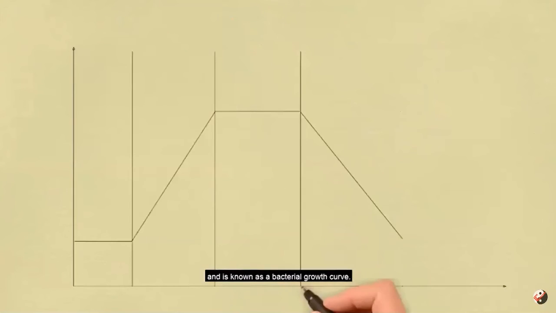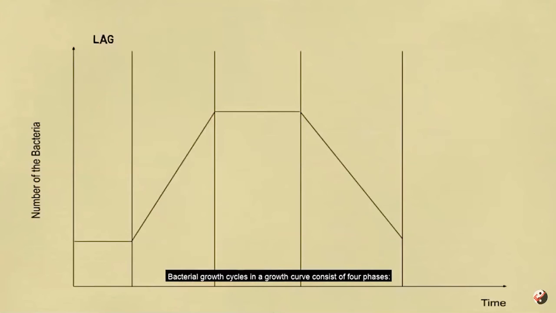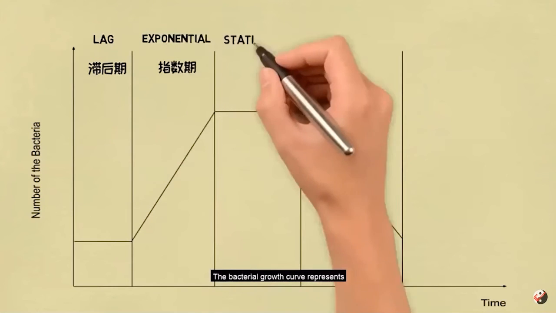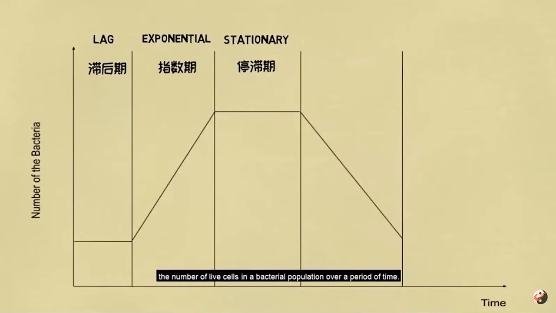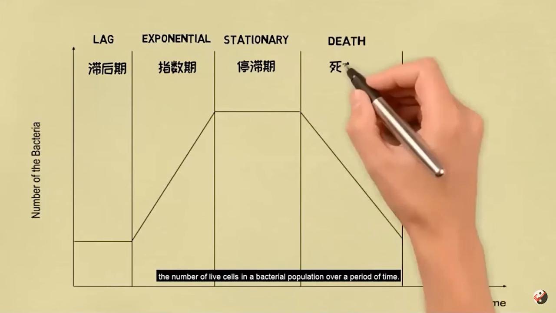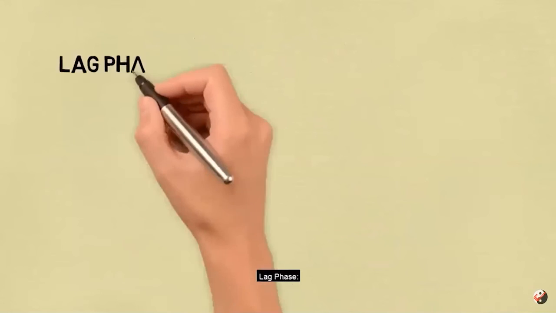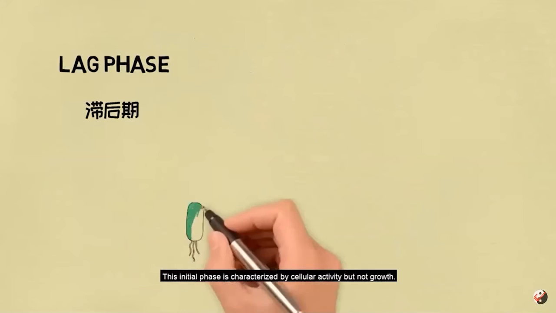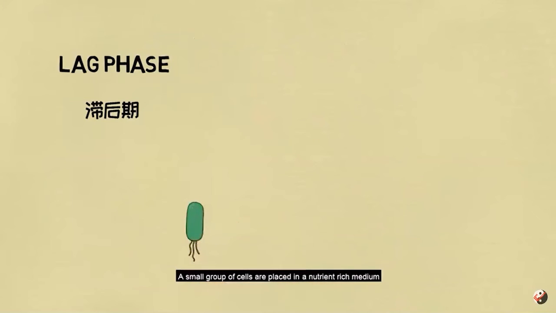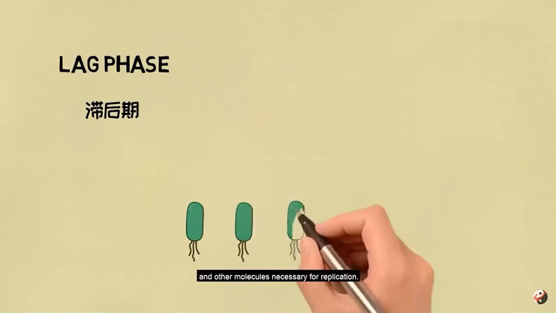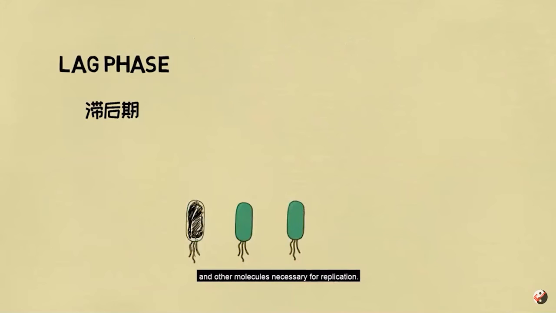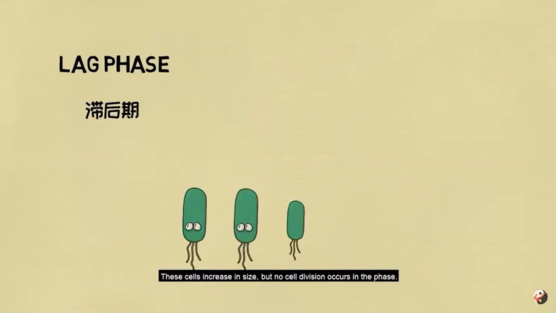Bacterial growth cycles in a growth curve consist of 4 phases: lag, exponential, stationary, and death. The bacterial growth curve represents the number of live cells in a bacterial population over a period of time. Lag phase. This initial phase is characterized by cellular activity but not growth. A small group of cells are placed in a nutrient-rich medium that allows them to synthesize proteins and other molecules necessary for replication. These cells increase in size, but no cell division occurs in the phase.